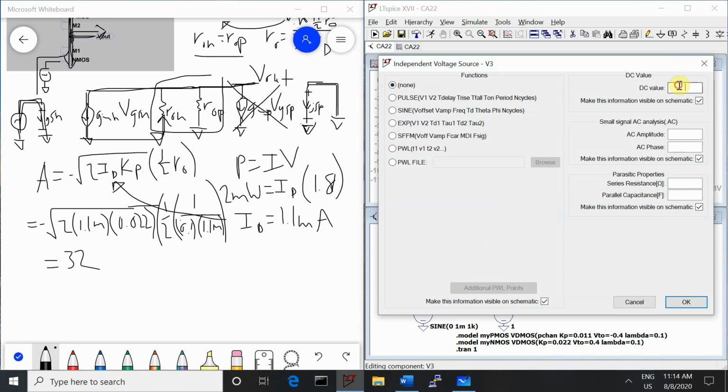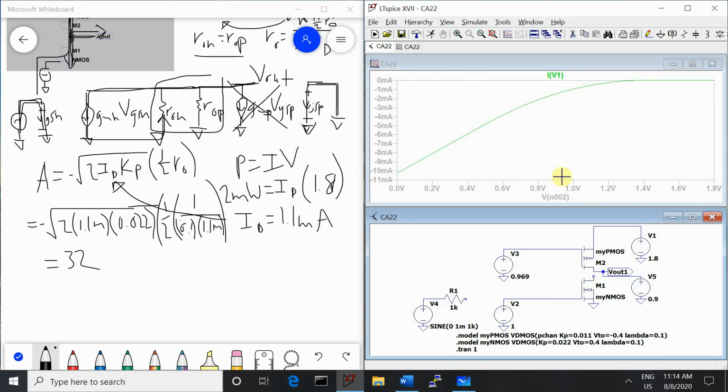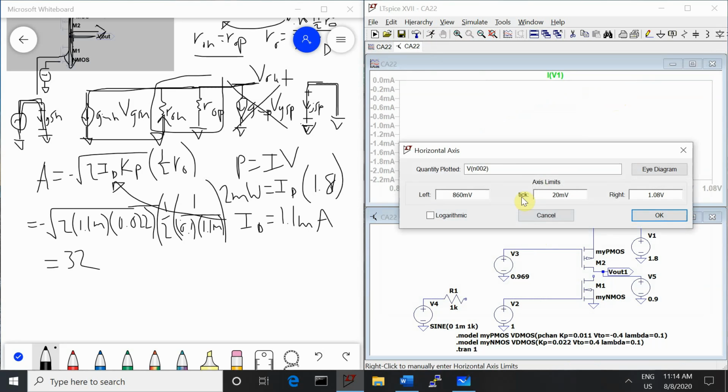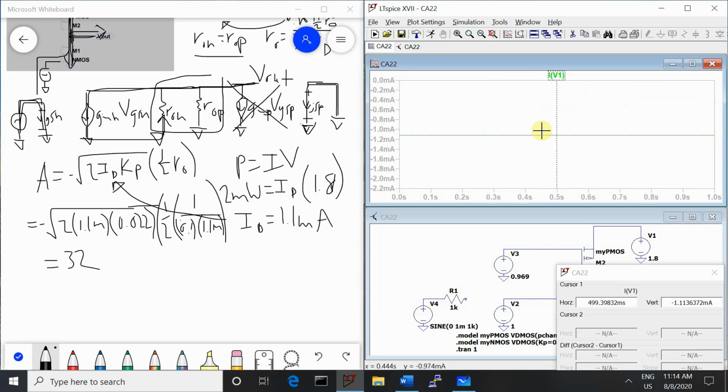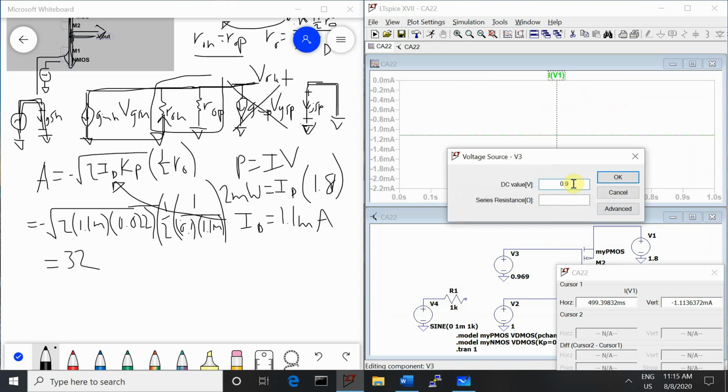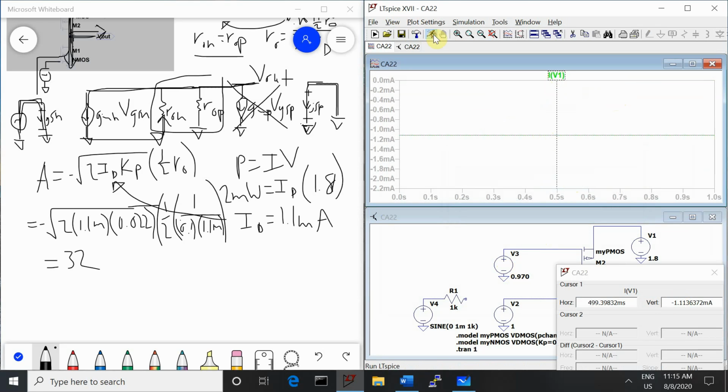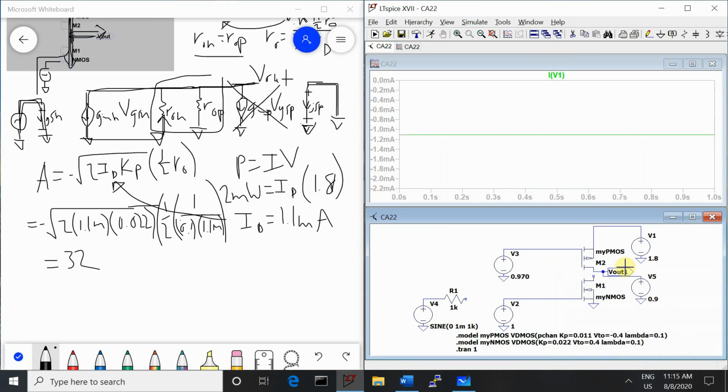So we're now doing a DC value of 0.969. Let's switch this back to time now, and we'll see that we're at 1.1. We'll go to 0.970, and that looks pretty good. So we're at 1.1 milliamps there. And now we need to bias the other one.